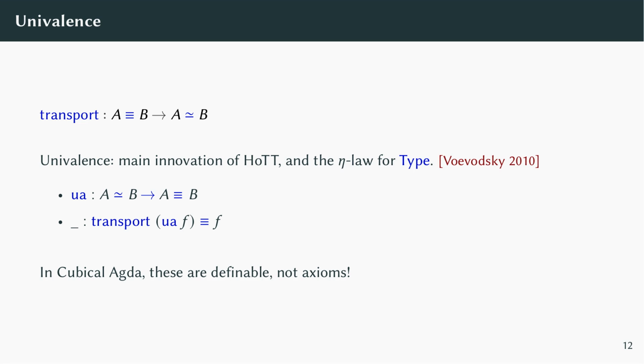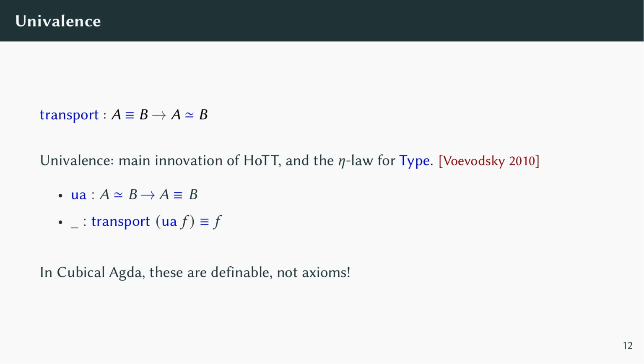To cast between types in Cubical Agda, we use the transport primitive, which says that a path between types A and B gives us an isomorphism between A and B. Voevodsky's univalence axiom is basically the eta law for transport, and one of the main innovations that started homotopy type theory. It says that not only does transport give us isomorphisms, but in fact every isomorphism arises as a transport. Concretely, we say there's an inverse to transport, a function called UA that turns any type isomorphism into an equality, and transporting across UA gives us back the isomorphism.